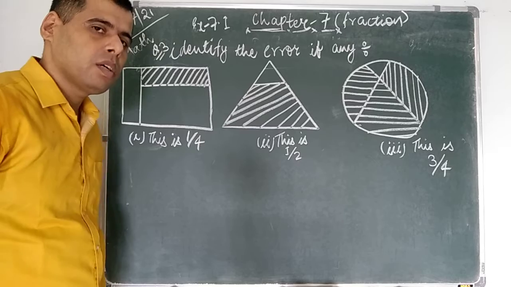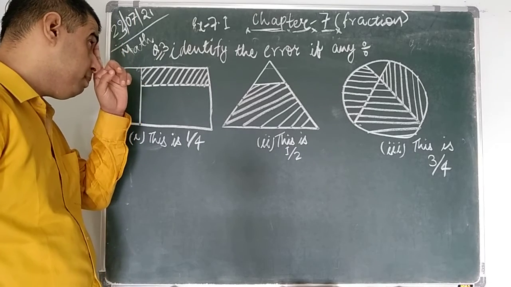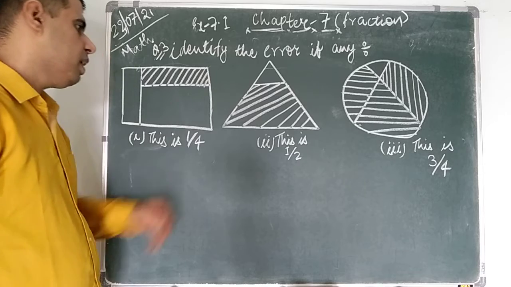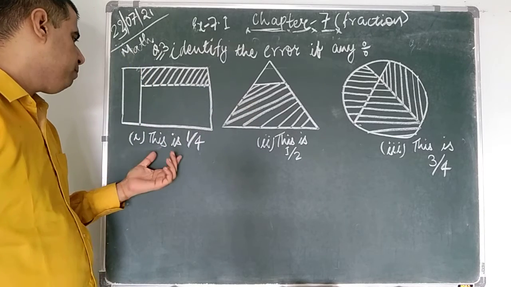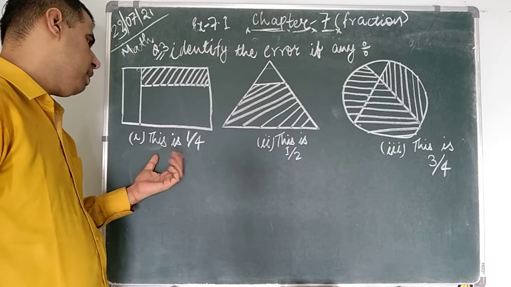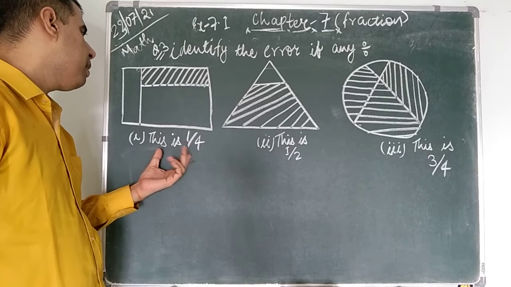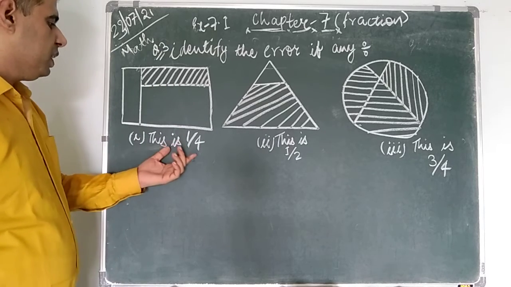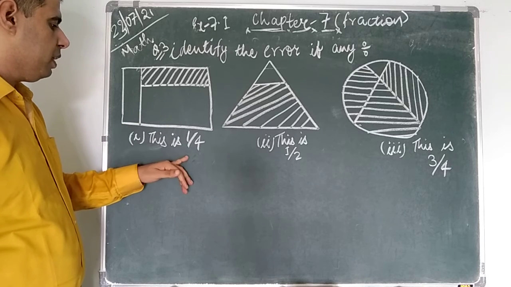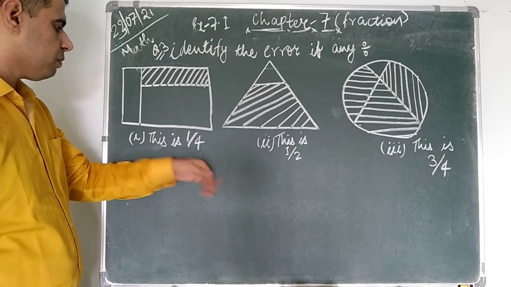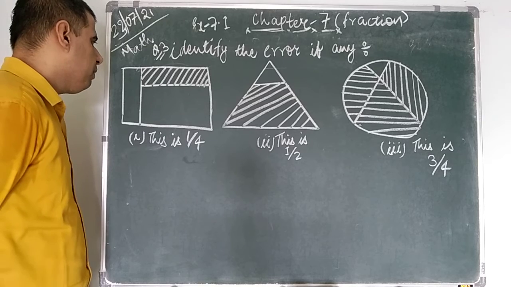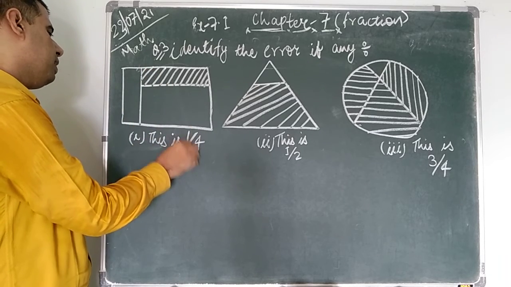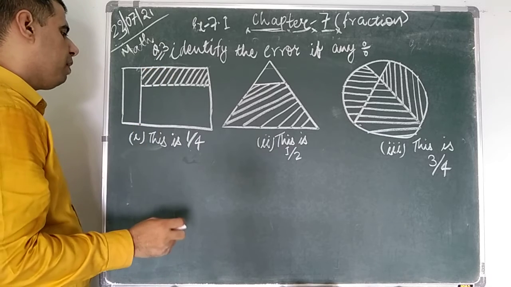So student, this is another question and in this question we have to identify the error if any. Here also we have three figures and below each figure a fraction is given and this fraction represents the shaded portion of the figure. So we have to identify whether this fraction really represents the shaded figure or it is a mistake. In the first figure it is given that the shaded figure represents 1 by 4.